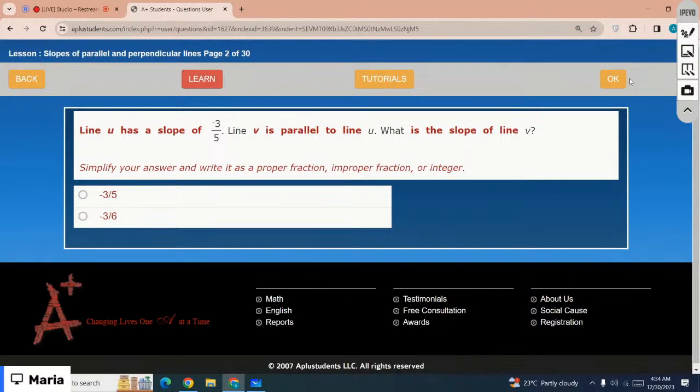Line U has a slope negative 3 over 5. Line V is parallel to line U. What is the slope of line V? So the lines are parallel, right? So the parallel lines have exactly the same slope. So that means option number 1 is the correct option, that is negative 3 over 5.